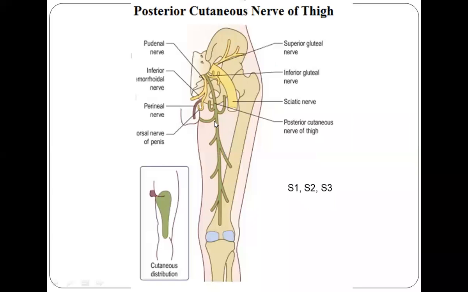So throughout its course, the branches that it gives to the skin of the posterior aspect of the thigh all arise deep to the deep fascia, and then they pierce the fascia to supply the skin. So this is a unique course of the posterior cutaneous nerve of thigh. Even during dissection, it is after you reflect the fascia lata that you'll see this entire course of the posterior cutaneous nerve of thigh.